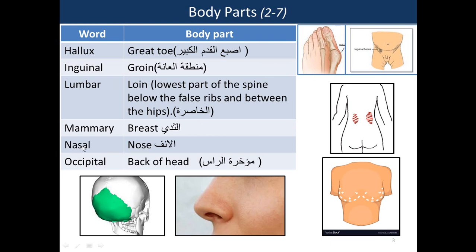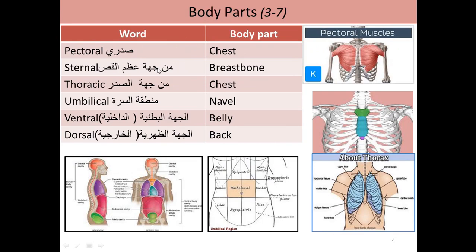When we say nasal part, we mean the nose. That is related to the nose. Occipital part means the back of the head. This is the occipital part. Pectoral, when we say pectoral, it means we are talking about the chest: pectoral muscle, pectoral blood vessels, and so on. So it is related to the chest. This is the pectoral muscles.